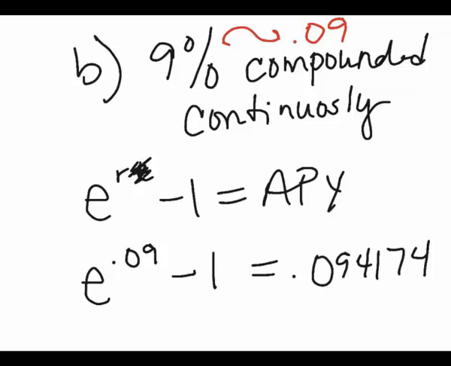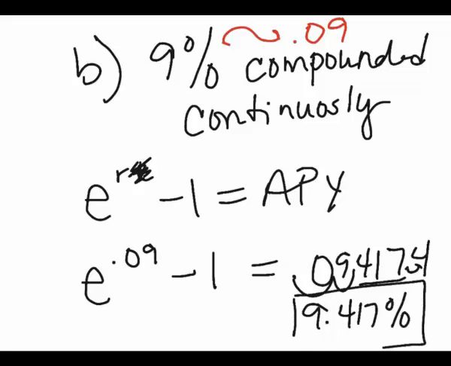0.094174. If I'm going to round to 3 decimal places, first I have to change it to a percentage, so I'm going to move it over. 3 decimal places after, that's a 4, so I'm going to leave it the same. So it's going to be 9.417%. And there's your answer.